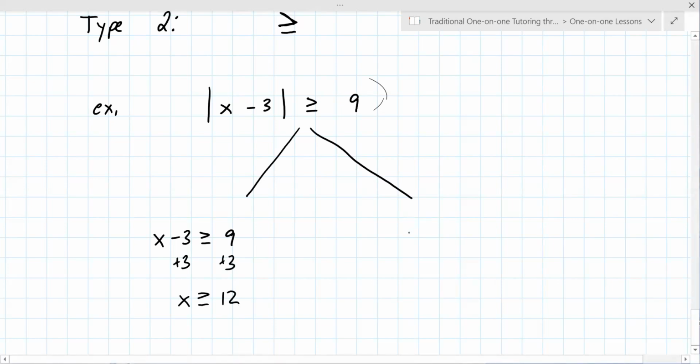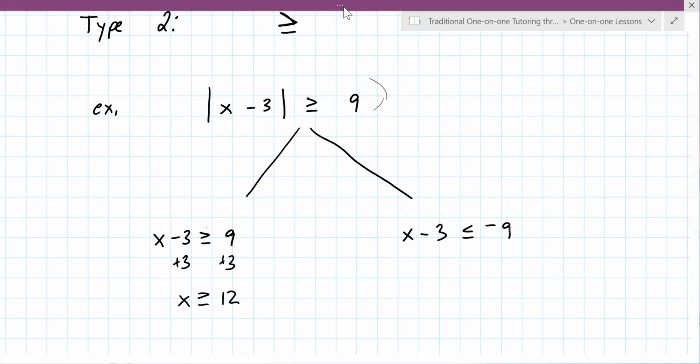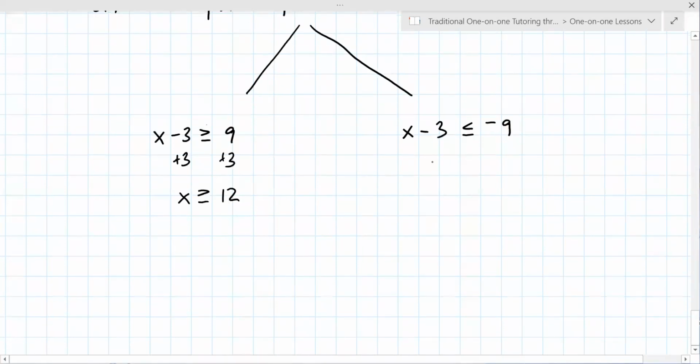All right, now the second equation looks really similar to this one over here. There's a couple of differences. The first is that this flips. So this greater than or equal to flips to less than or equal to. And instead of 9, it's negative 9. So there's actually two changes. So now to solve this, you're going to add 3 to both sides. So x is less than or equal to negative 6.